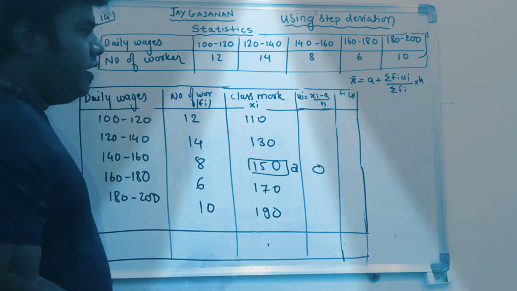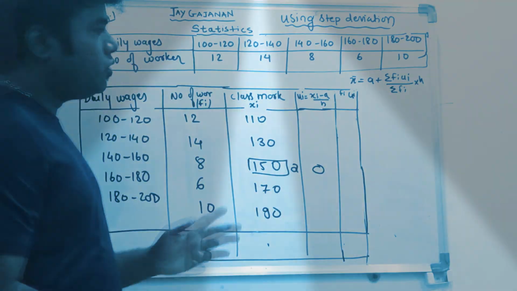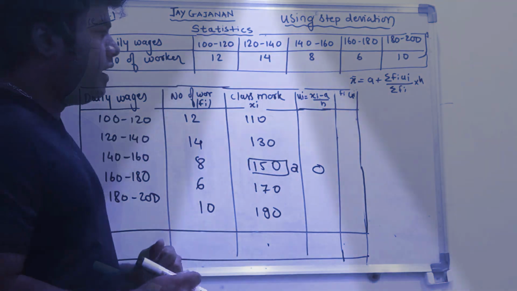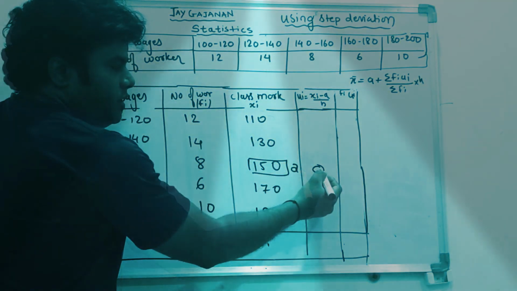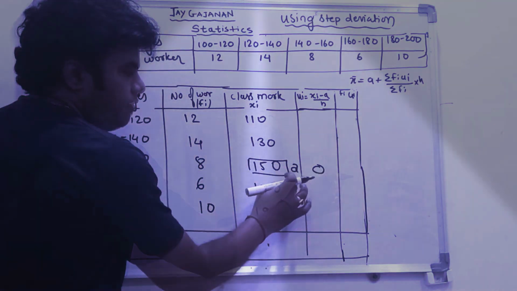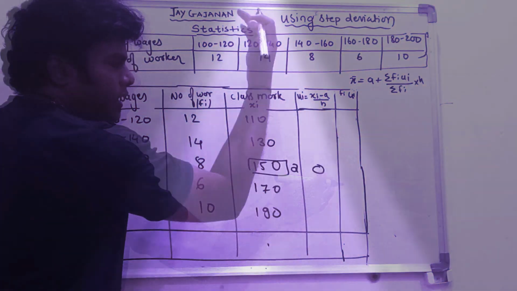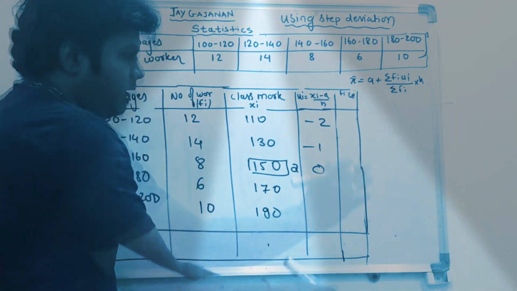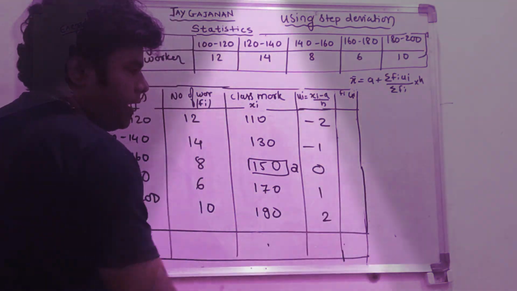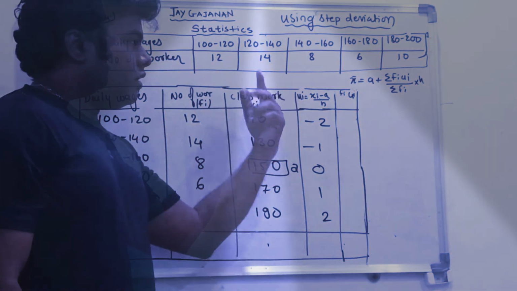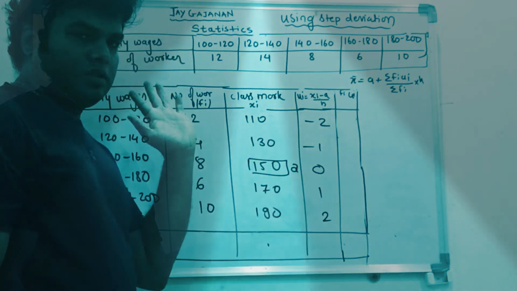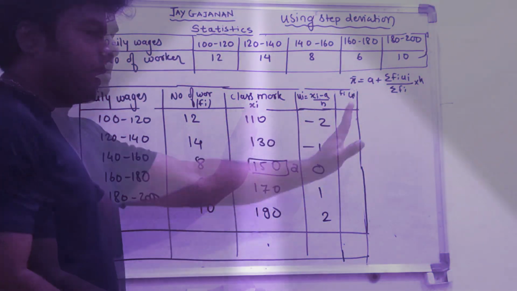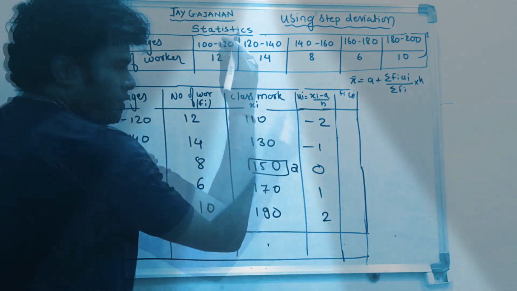This is a very easy way, and that is why I told you in the previous video also, please use this step deviation method, which will be easier for you to solve quickly. Here this will be 0, exactly the value in front of the assumed mean value, and the upper values will be minus 1, minus 2, and so on, and downward 1 and 2. In this way you can write it, instead of using the formula. If you use the formula, you will get these values only, but the answer will be the same. So we are going to use this.